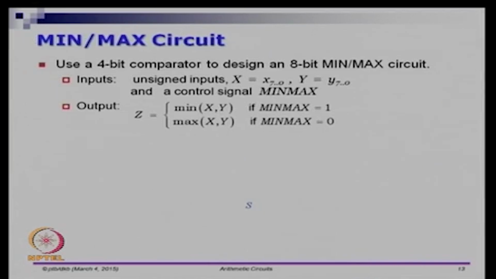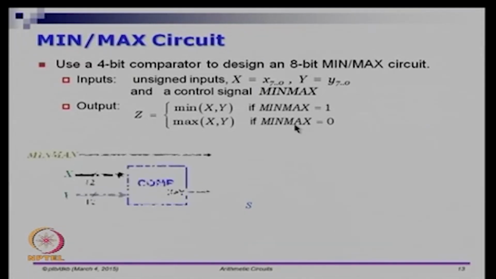Then I want to show you another circuit called the min-max circuit. A min-max circuit is one which takes 2 inputs x and y, and it takes a control signal called min-max. The output z will be equal to minimum of x comma y if min-max is 1, and it will be equal to maximum of x comma y if min-max is 0.